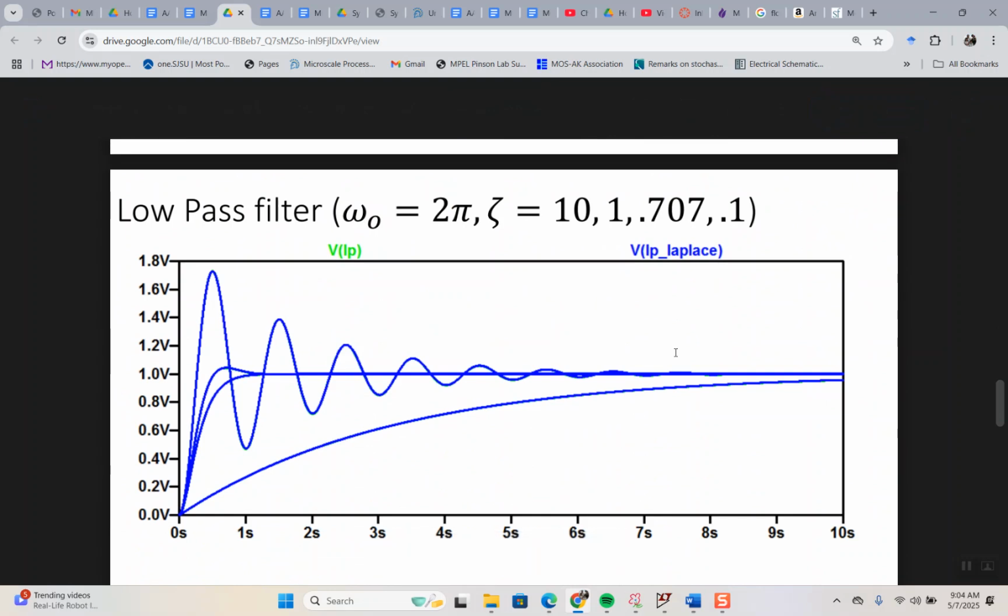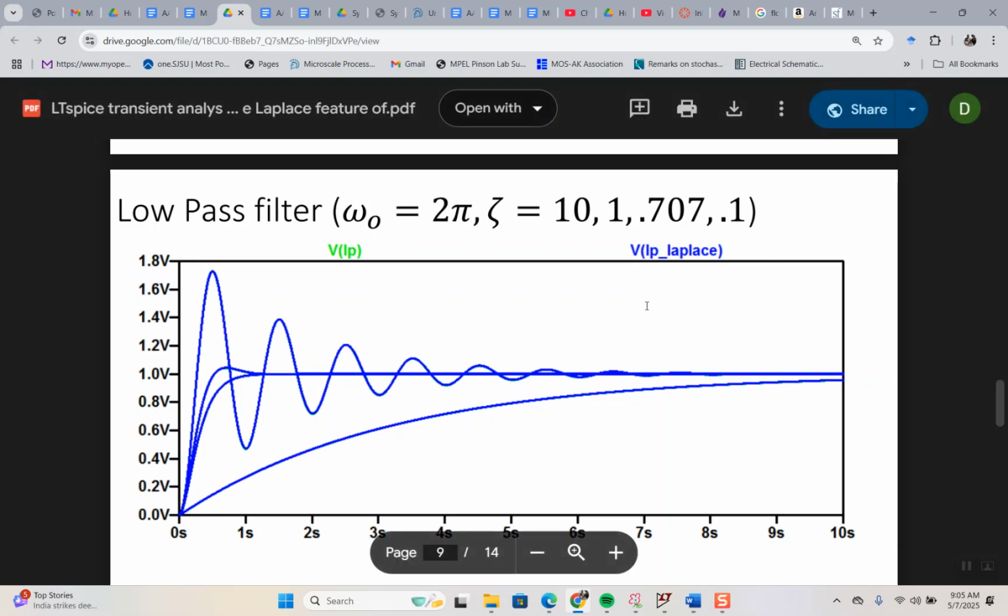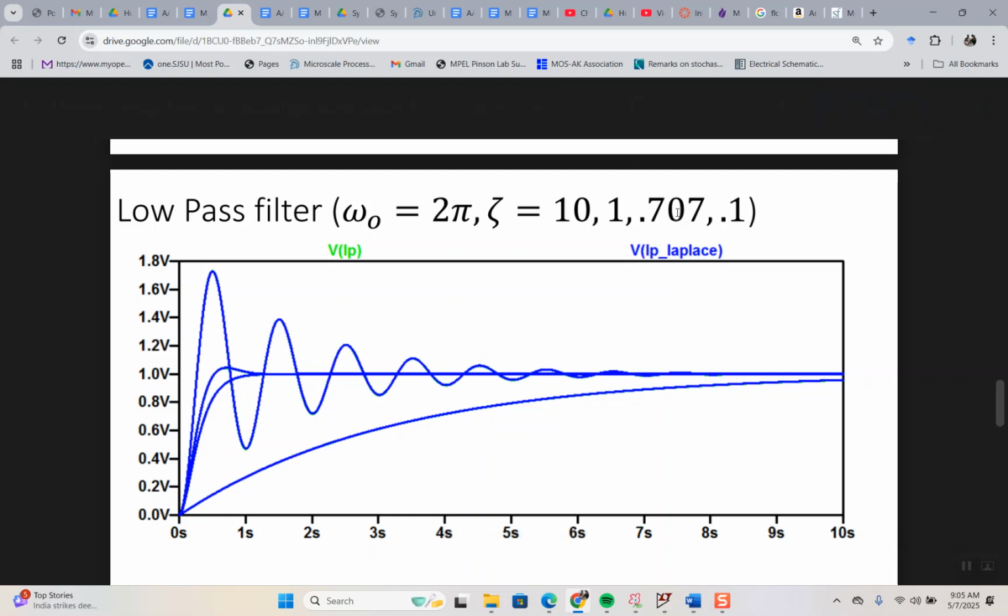Now we look at the low pass step response, and you can see a lot of ringing. Ringing is oscillation, which means imaginary numbers, because you're storing energy without dissipating it. So the damping coefficient is going to be small. When you put the denominator into the quadratic equation, you're going to get complex poles. We have 0.1, 0.707, 1, and 10.